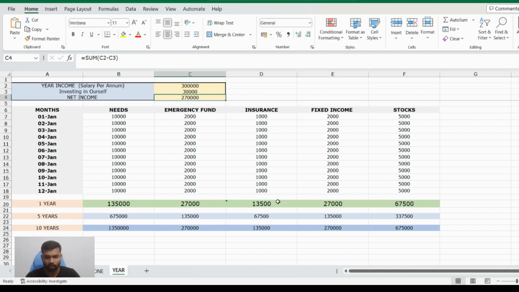Okay, now let's see the calculation for 5 years. This is for 1 year and this is for 5 years. For 5 years, let us consider our salary has not increased, even though we are investing 30,000 per year in ourselves to elevate our skill. We consider it as 3 lakh for the next 5 years. If we see, we spend almost 6 lakh 75,000 on our needs, and so on. And in our stock portfolio, we have 3 lakh 37,000. It's really a good amount of money to invest in stocks over 5 years.